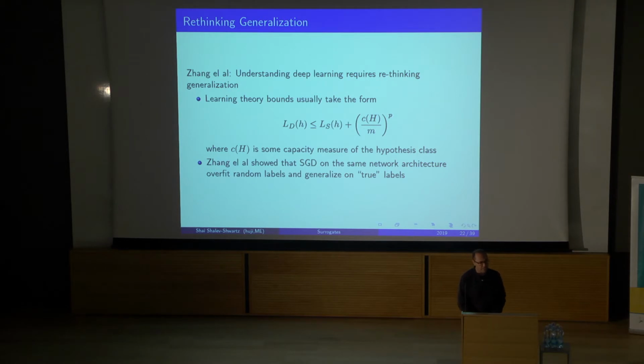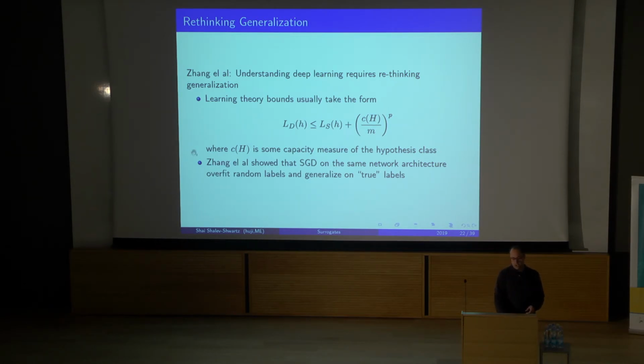So I will mention again this paper by Zhang et al., Understanding Deep Learning Requires Rethinking Generalization. In that paper, the starting point is this bound here, which looks like almost all the bounds that we have in learning theory. We say that the generalization error of some hypothesis is smaller than the training error plus something that looks like a capacity measure of the hypothesis class divided by the number of examples to some power. The power p can be 1 or 2. Okay? This is a typical behavior of a generalization bound.